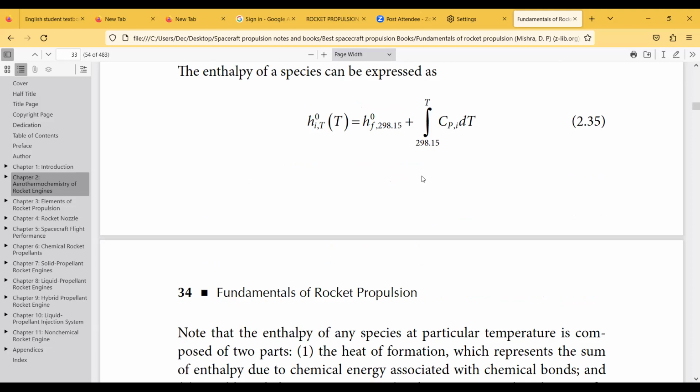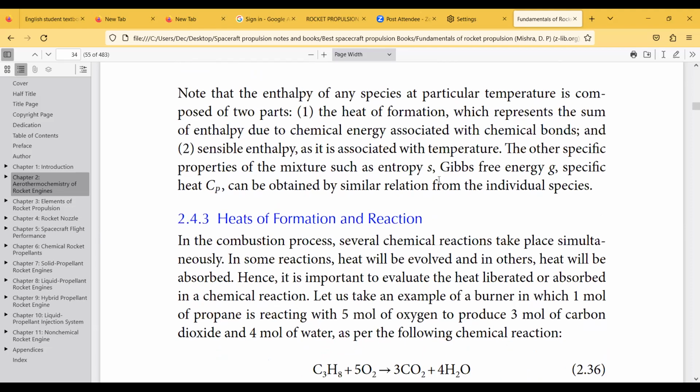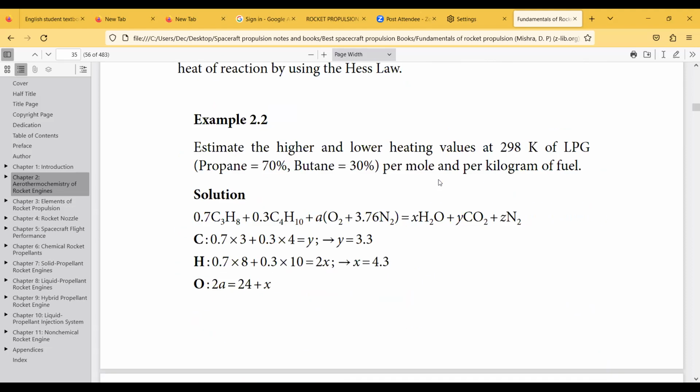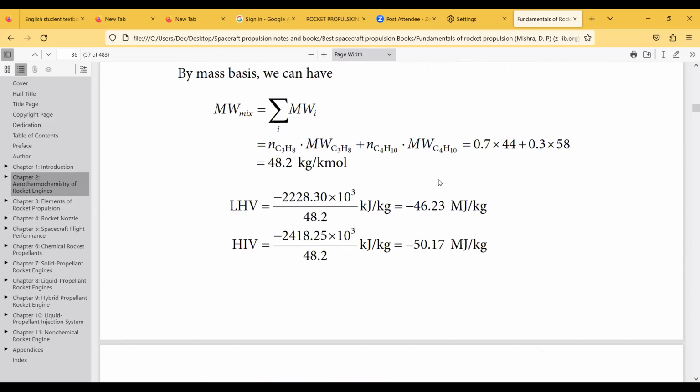What we call the fuel fraction, what is the ratio of fuel to oxidizer, we will see these another time. This is just chemistry, it is the chemistry part.